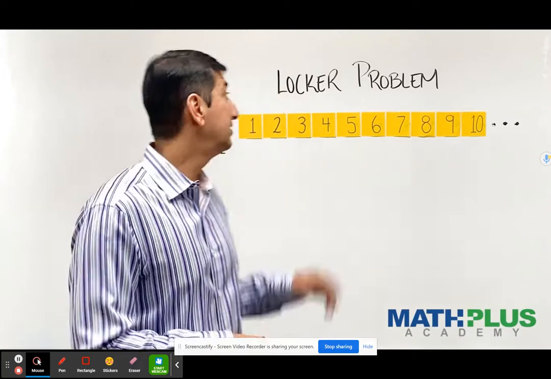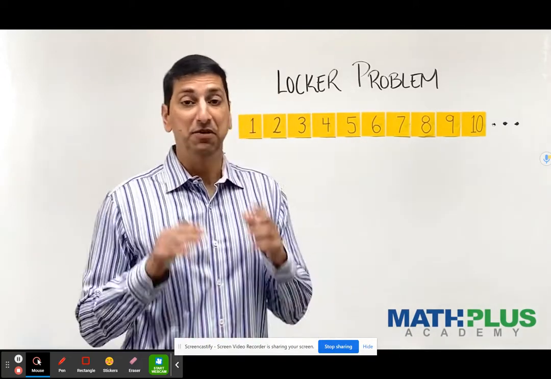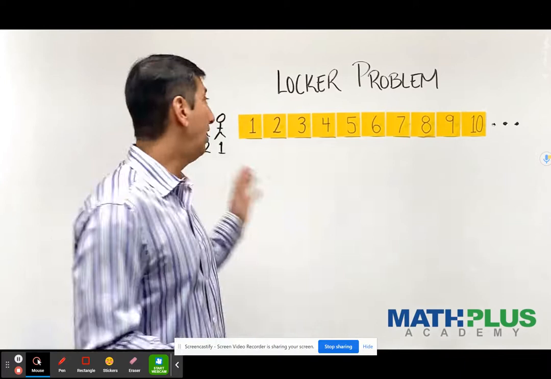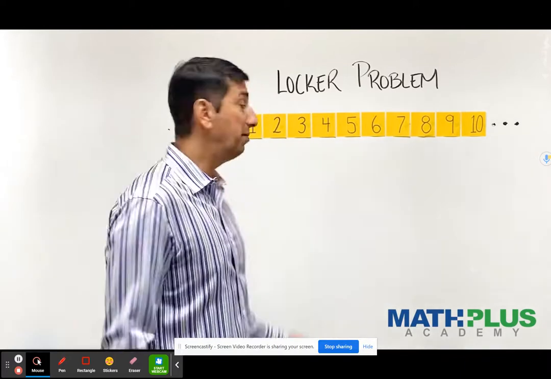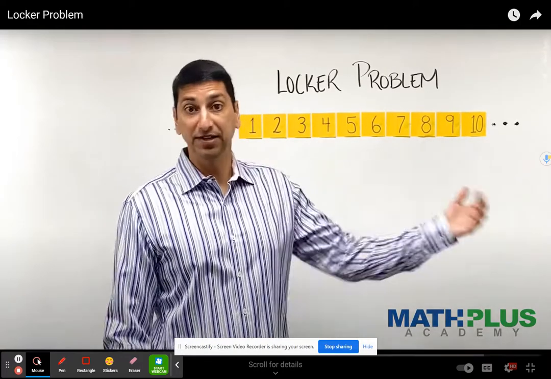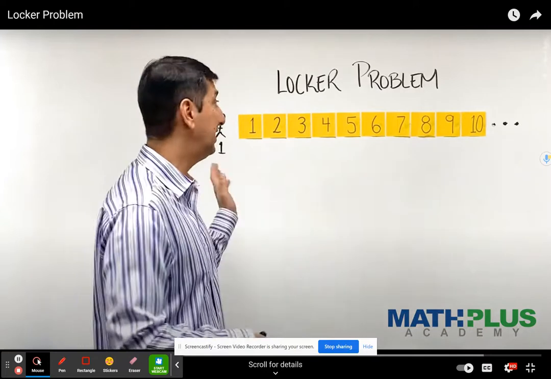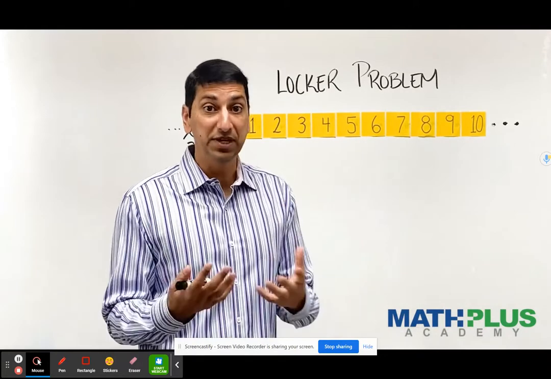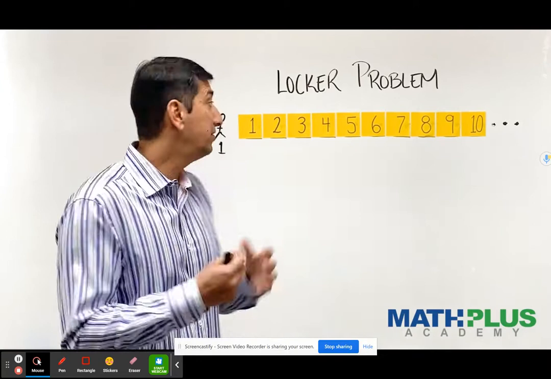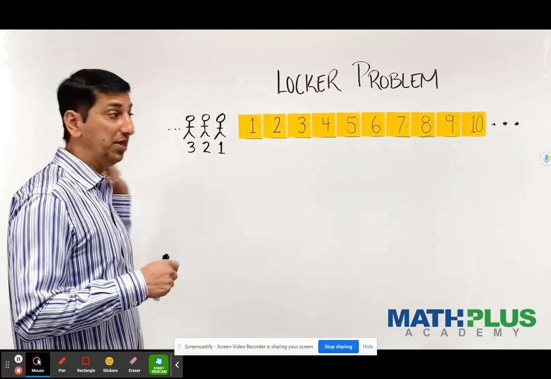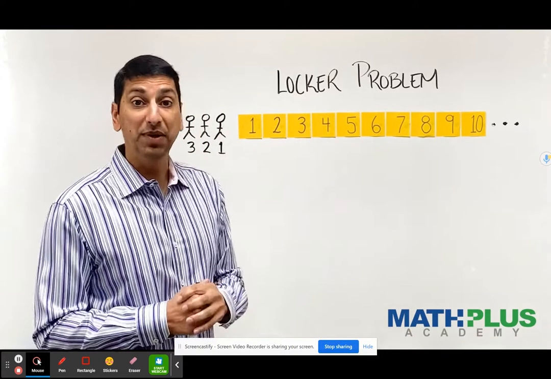Today's math treat is called the locker problem. And I want you to imagine a row of 100 lockers numbered 1, 2, 3, 4, 5, and so on. Here I've modeled the first 10 with some post-it notes, but really there's 100 lockers. And we have a row of 100 people lined up waiting to walk by these lockers.